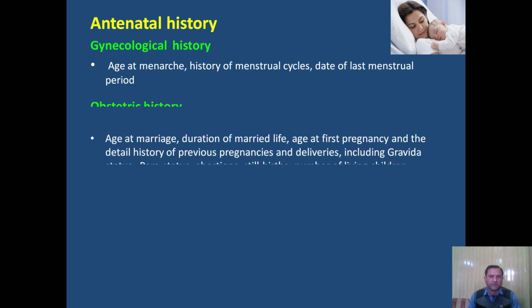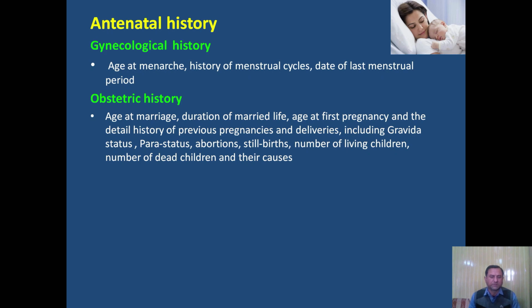Okay, then we need the obstetric history: age at marriage, the duration of marriage, the age at first pregnancy, and the history of the last pregnancy, how many pregnancies she has had, and what was the outcome of each delivery, whether abortion or stillbirth, how many living children she has, how many children have died, and what were their causes. It can help us tailor the care that we're providing to her in this pregnancy.